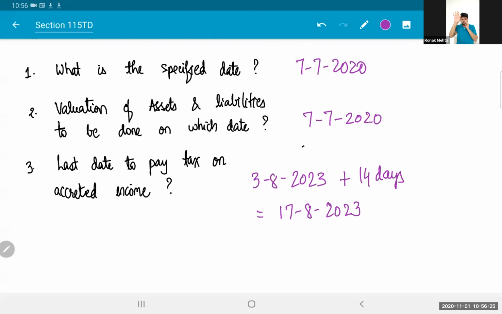All provisions, 115TD से लेके TD, TE, TF. There are 3 sections. We've discussed everything. I've read only some things from the book. Balance reading, I've left it to you guys. Comfortable with everything, guys?